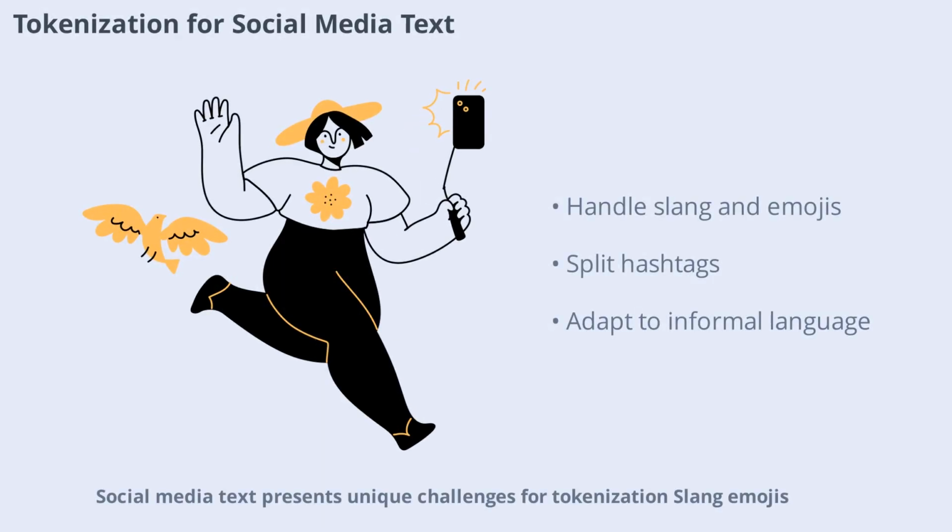Social media text presents unique challenges for tokenization. Slang, emojis, hashtags, and abbreviations require special handling. Tokenization tools for social media often include rules for splitting hashtags, recognizing emojis, and dealing with informal language. These adaptations help capture the full meaning of social media posts.